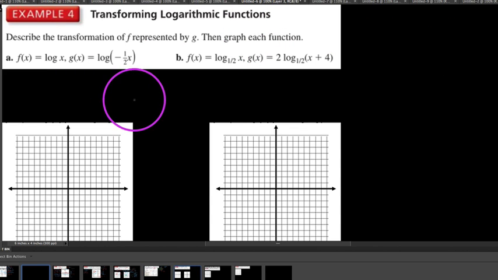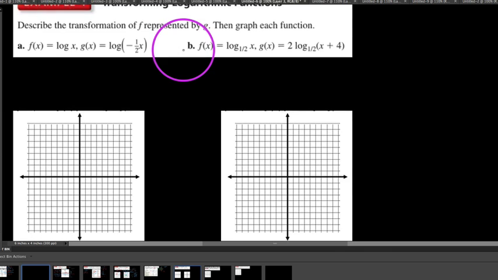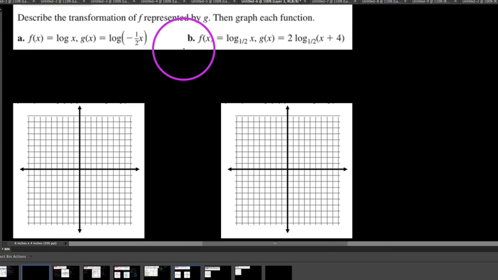So we want to be aware of the fact that these transformations occur in order to help us sketch these, and that's exactly what I want to do for the remainder of this video. It says describe the transformation of f represented by g, and then graph each function here. So what we're going to take a look at essentially is this.